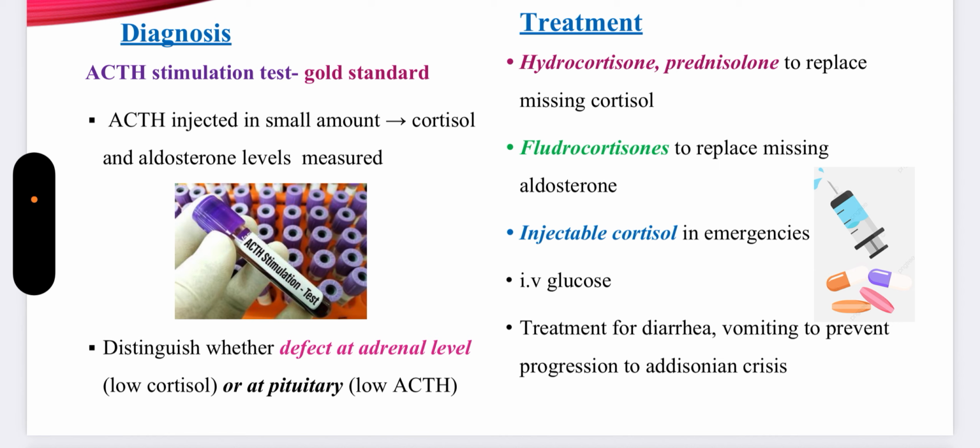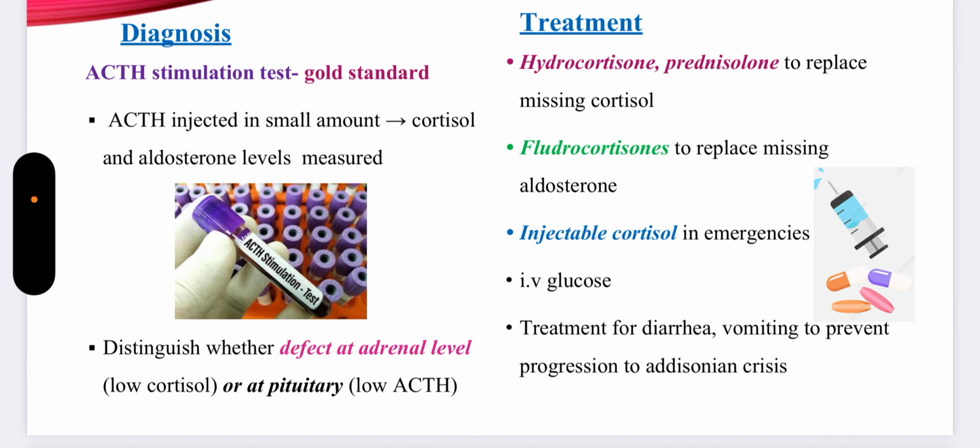Okay, if there is low production of cortisol, we can say there is defect at the level of adrenal, because we are giving ACTH. Why is there not a rise in cortisol? There must be some defect at the level of adrenal gland, or at the pituitary. If it is there, then person will be having low ACTH only.